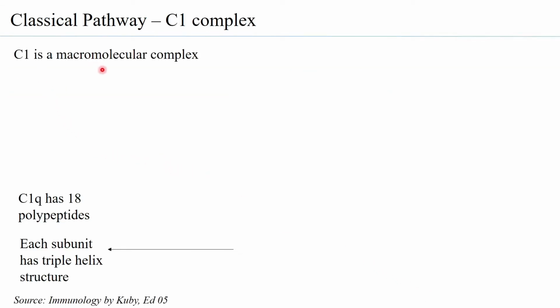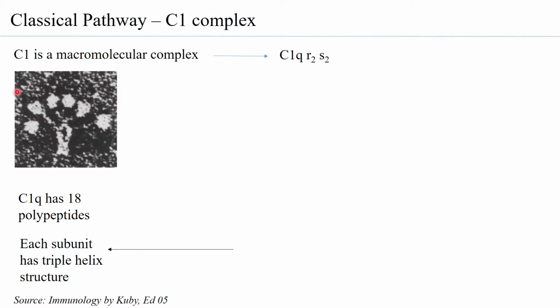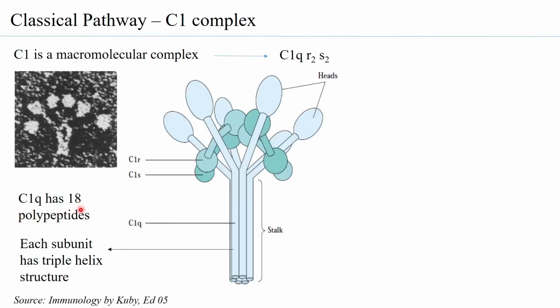Now, C1 is a macromolecular complex which is made up of C1q, r2, s2, which means that there is one C1q molecule, but there are two of C1r and two of C1s present in the entire macromolecular complex. This is how it looks. As mentioned over here, C1q has 18 polypeptides. So let us look at how it has 18 polypeptides.